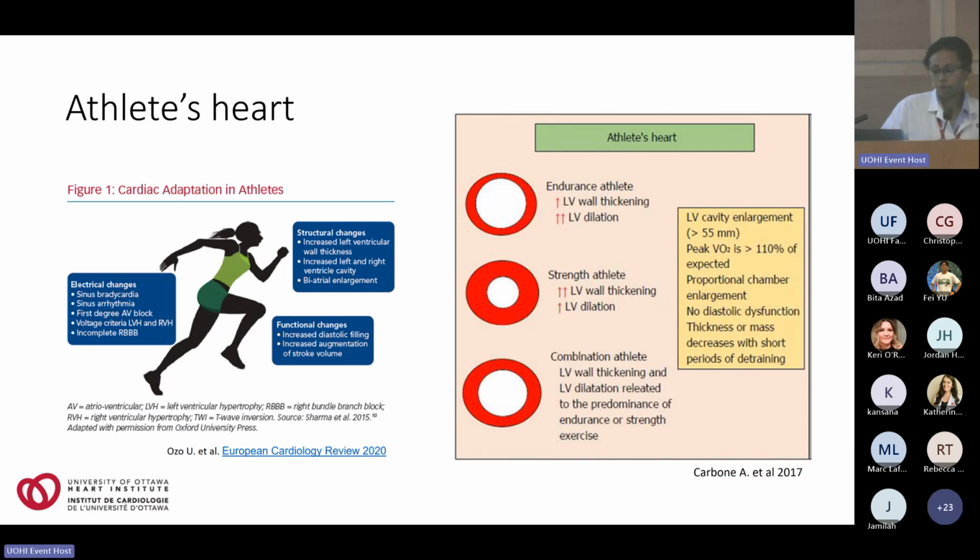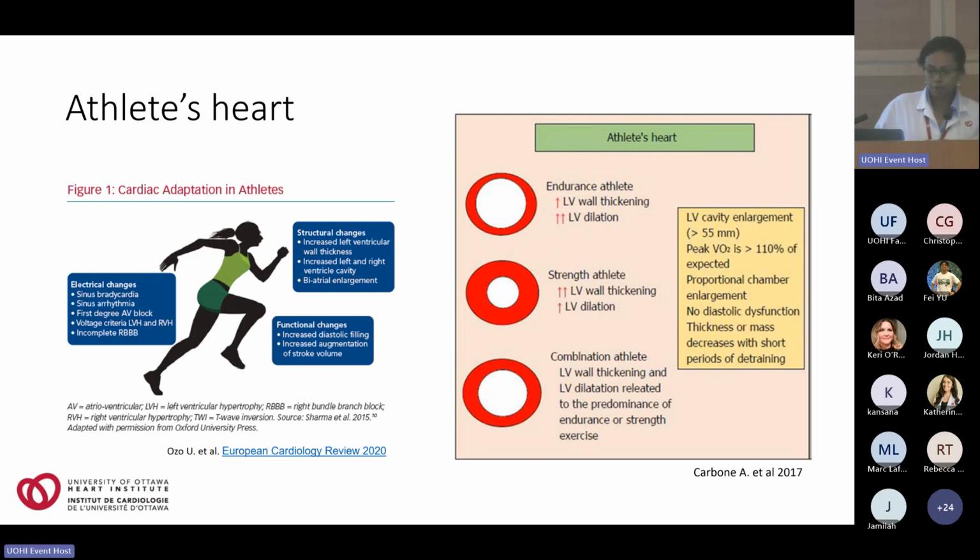I'll talk a bit about the athlete's heart. So the term athlete's heart refers to the electrical and structural adaptive change of the cardiovascular system due to prolonged exercise, with the aim to increase the cardiac reserve. And these changes can include enhancement of the parasympathetic tone and the increase in the ventricular mass. It can be associated with certain ECG changes, LV wall thickening, and change in cavity size.